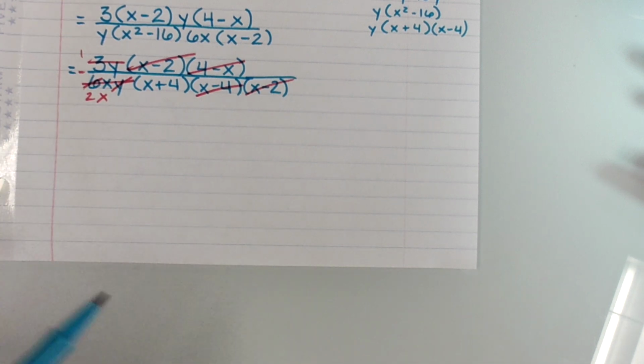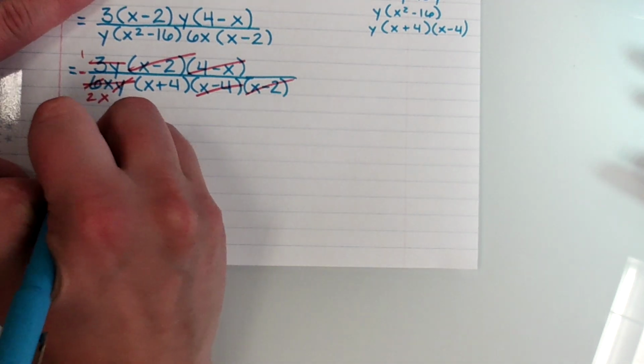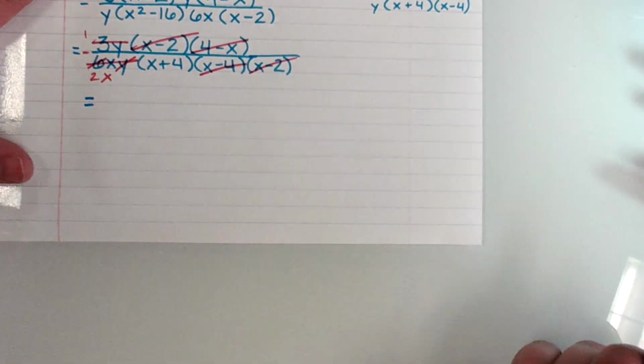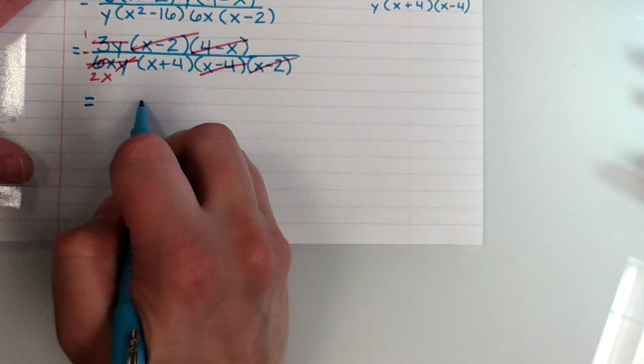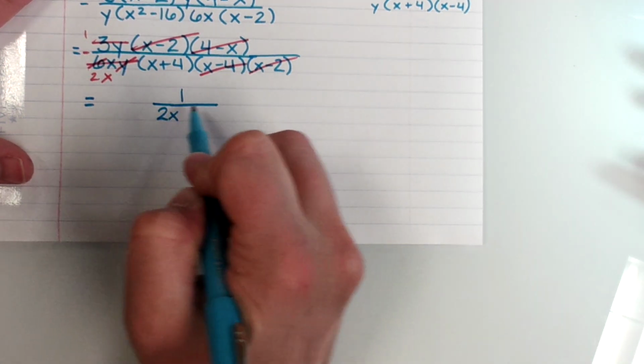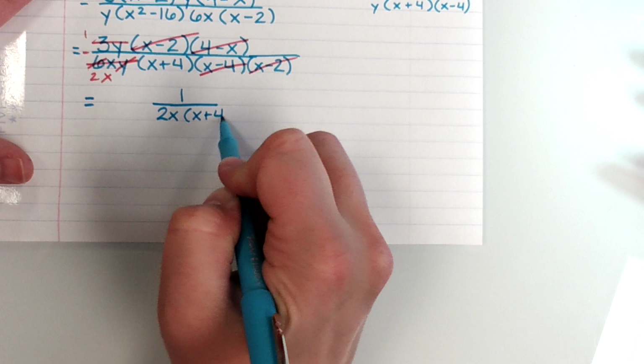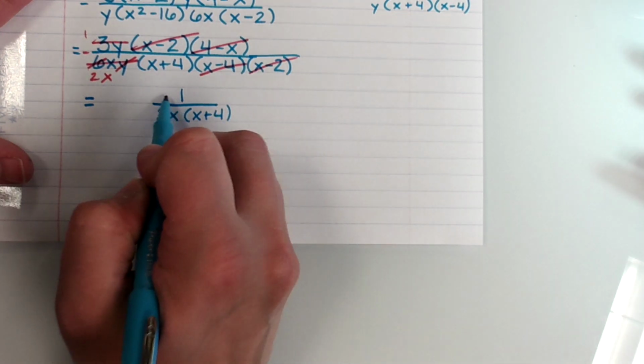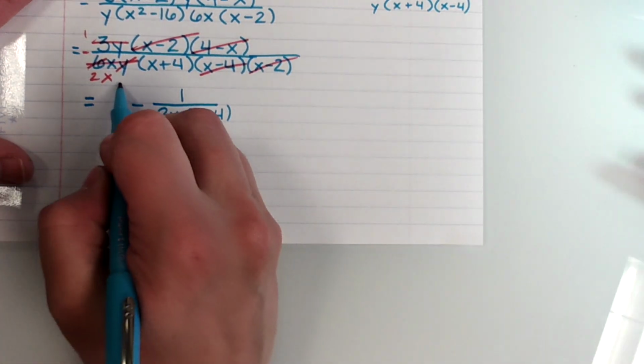With all of that crossed off, Sarah, what am I left with? Negative 1 over 2x, x plus 1. You can put the negative here, or you can put the negative in front. I personally prefer it in front.